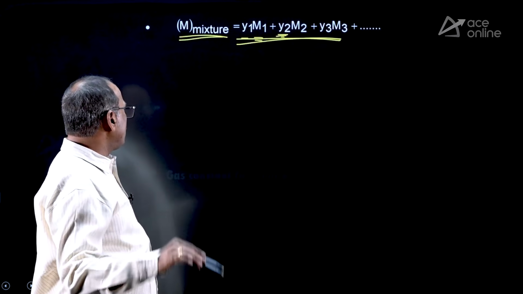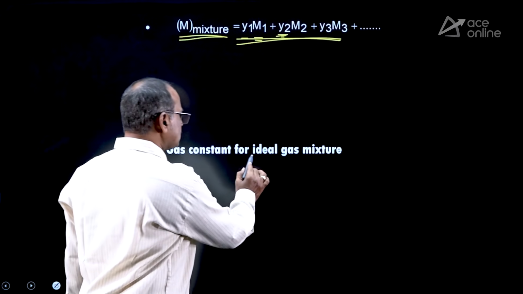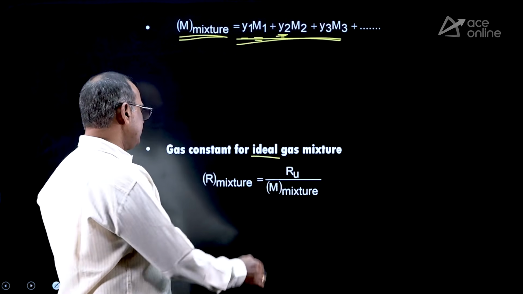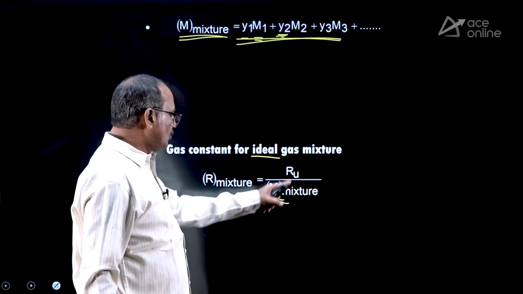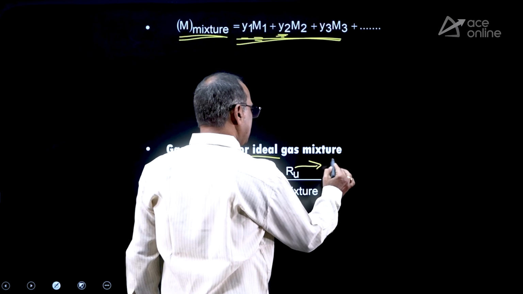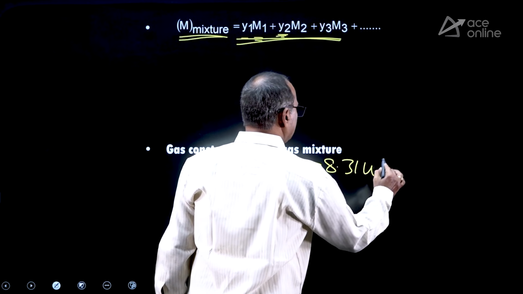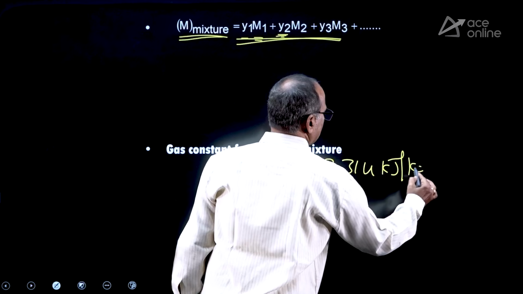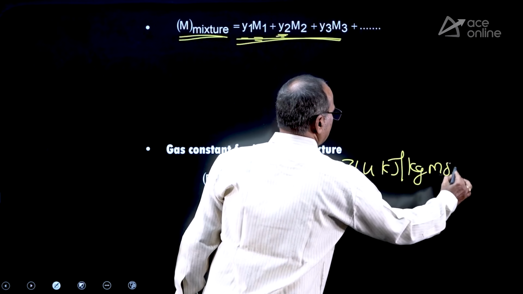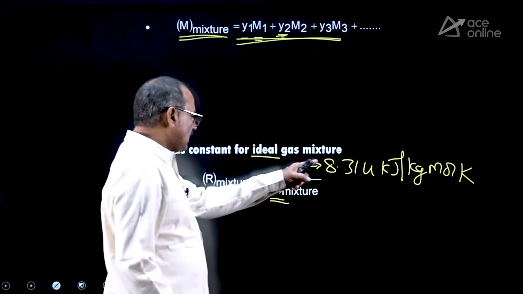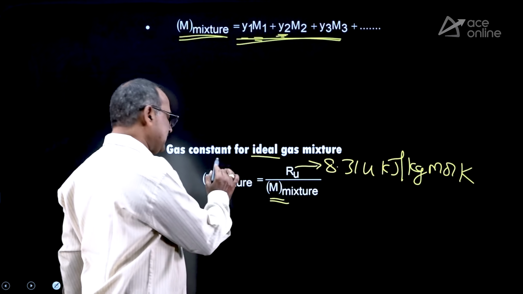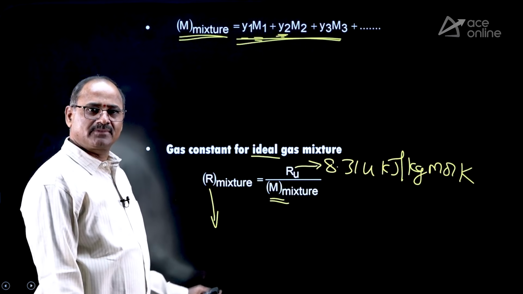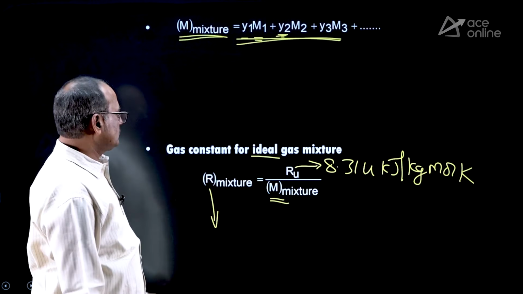After you decide the molecular weight of the mixture, the gas constant for an ideal gas mixture can be decided as Ru by the molecular weight of the mixture. Ru, the universal gas constant, is 8.314 kilojoules per kilomole Kelvin. That Ru divided by the mixture molecular weight gives the gas constant for that particular mixture. I hope all of you clearly understood.